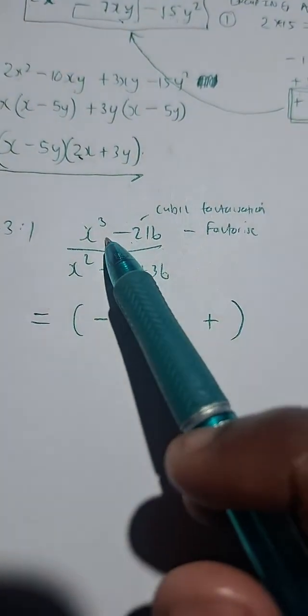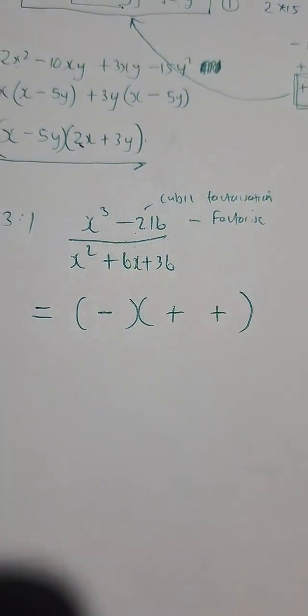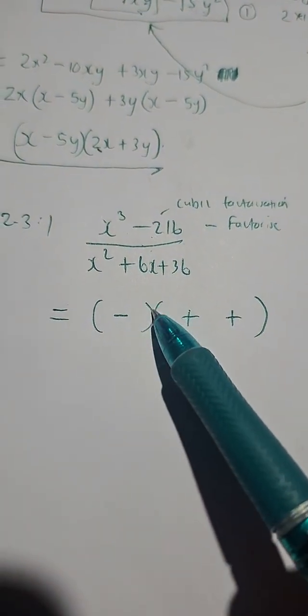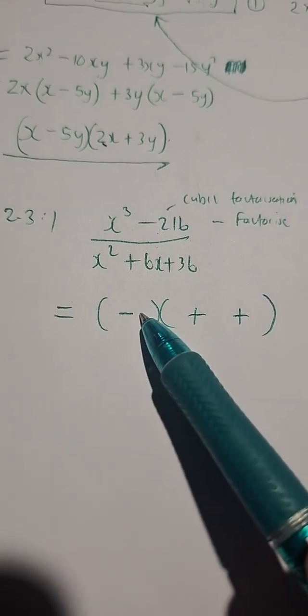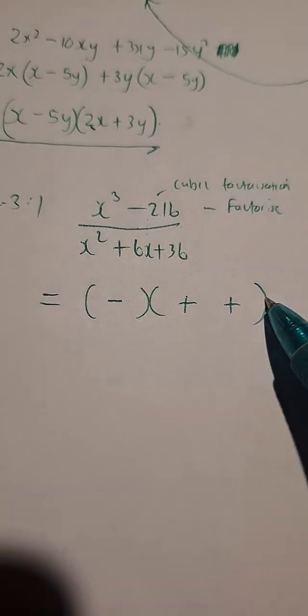Appreciate them a lot. So x cubed minus 216. I said this is cubic factorization. For cubic factorization, guys, you open a binomial 2-term bracket and then you open a trinomial 3-term bracket.